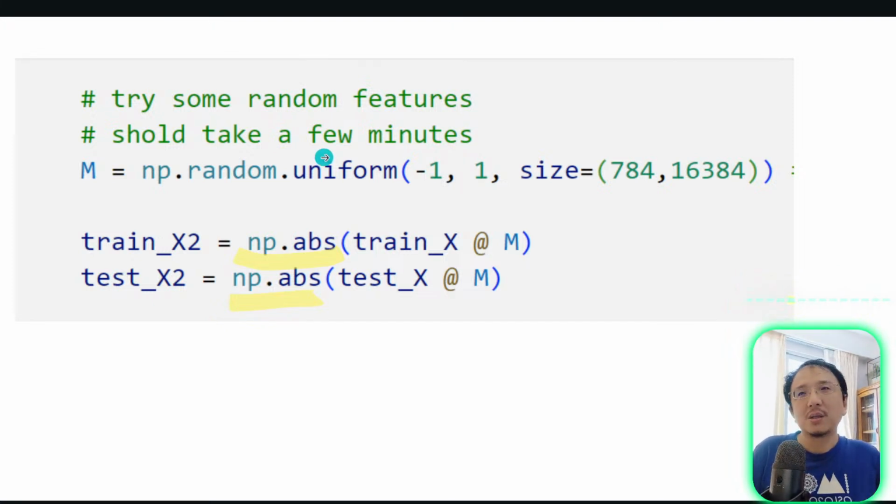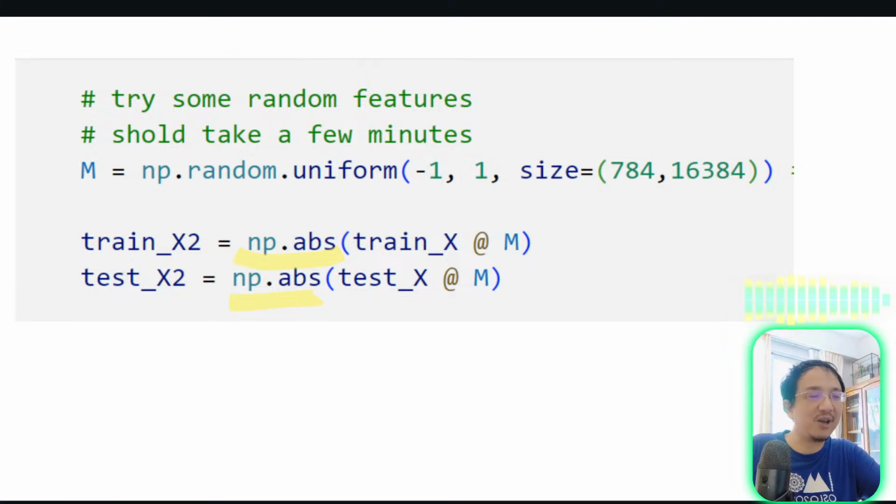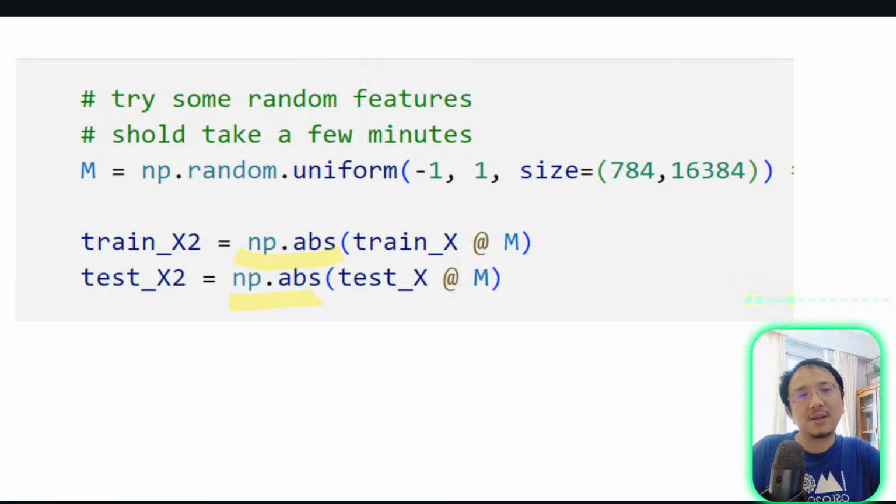So how do we do that? First, we construct a random uniform matrix. Each component in this matrix is uniformly distributed between -1 and 1. And we are going to use this matrix to map the features of the image of the handwritten digits, which is considered as a vector of length 784.